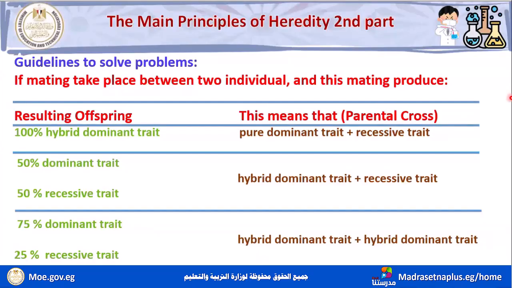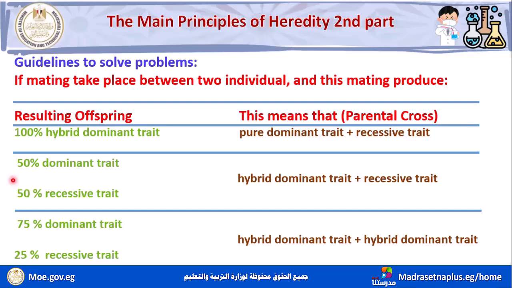Guidelines to solve problems. If mating takes place between two individuals and this mating produces resulting offspring that are 100% hybrid dominant trait, this means that the parental cross is between a pure dominant trait and a recessive trait.